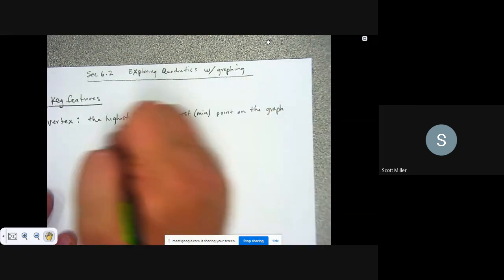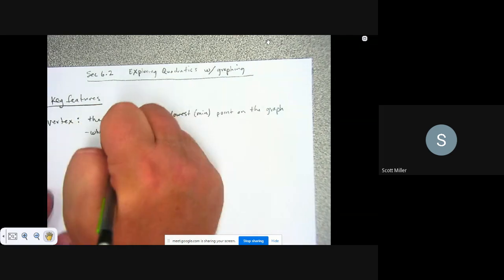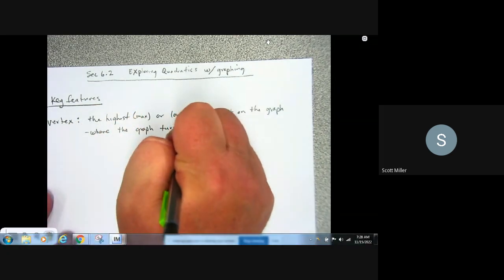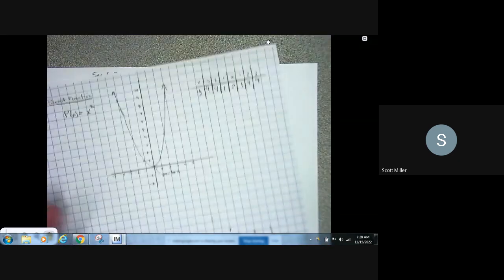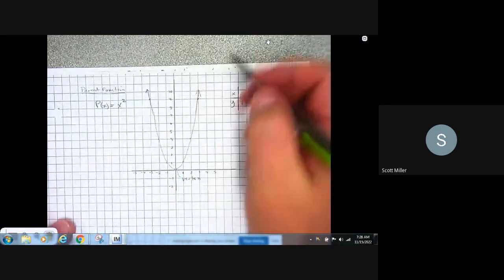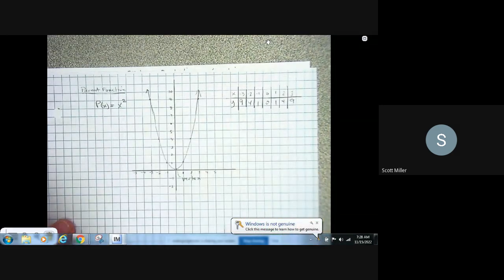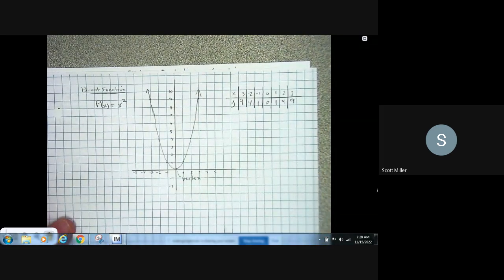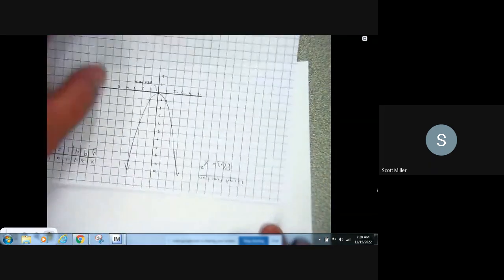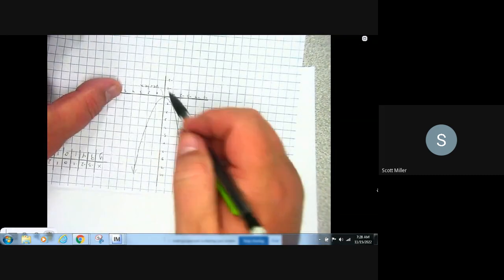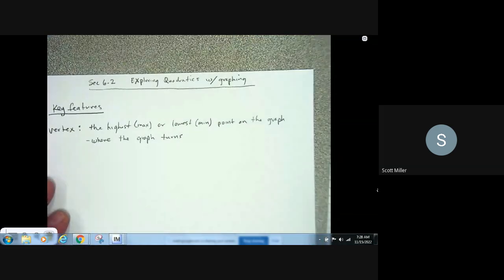This is where the graph turns. One side of this graph is going to go up forever. The other side is going to come down to a bottom dip like this. So this is referencing the minimum. Sometimes the graphs will be upside down like that. Then these go down forever, and it has a highest point, which is called a maximum. Each of those things is still the vertex. Where it turns is the vertex.